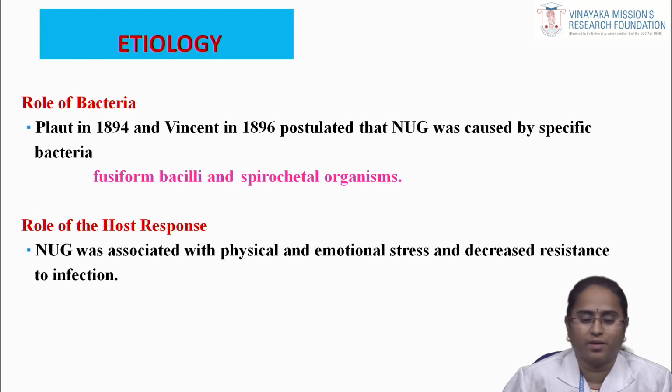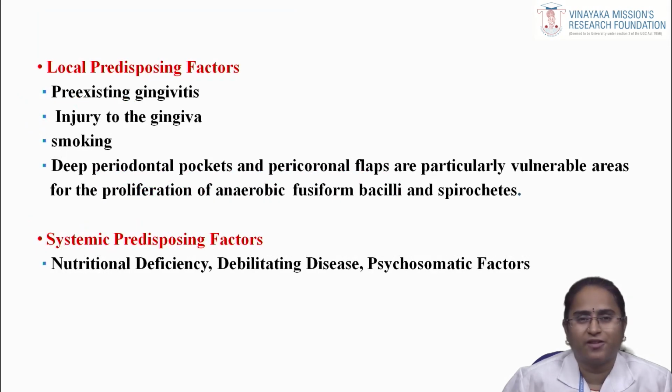Role of host response. NUG was associated with physical and emotional stress and decreased resistance to infection, that is, immunocompromised patients. Local predisposing factors such as pre-existing gingivitis, which leads to the accumulation of plaque and debris, injury to the gingiva, smoking, deep periodontal pockets and pericoronal flaps. These are the predisposing factors which lead to NUG, whereas pericoronal flaps and deep periodontal pockets are the vulnerable areas where plaque retention occurs and leads to NUG.